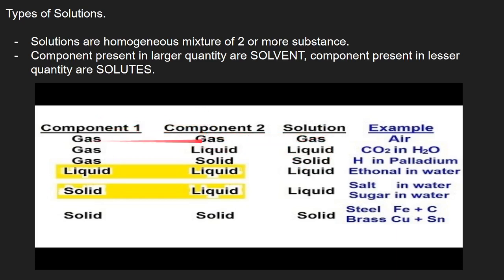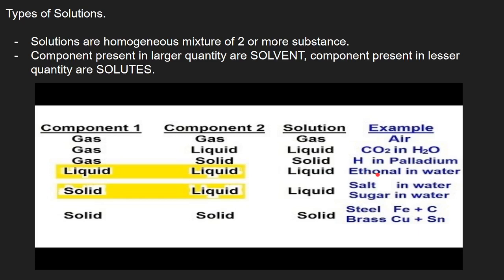For example, if you're mixing two gases together, you will get air. Then gas and liquid: the example is carbon dioxide in water. Here carbon dioxide is the solute and water is the solvent. In the same way, gas and solid: hydrogen in palladium. Hydrogen is a gas and palladium is a solid. Basically hydrogen is found on the surface of palladium. Then the example of liquid and liquid is ethanol and water.